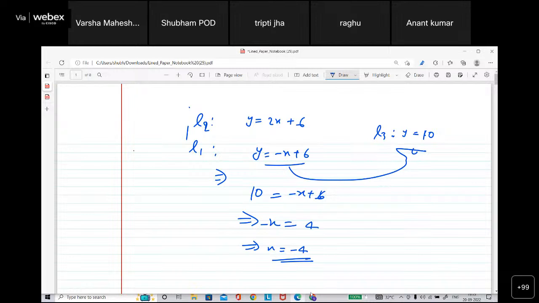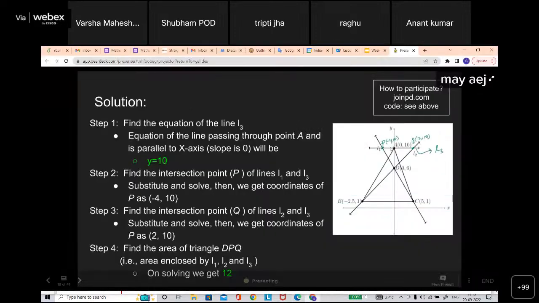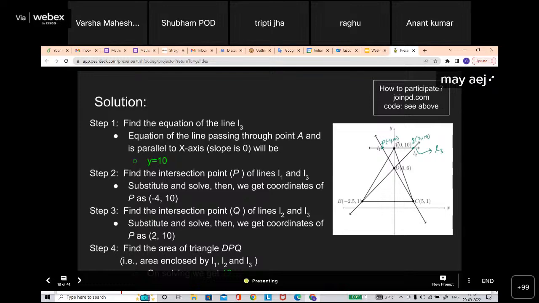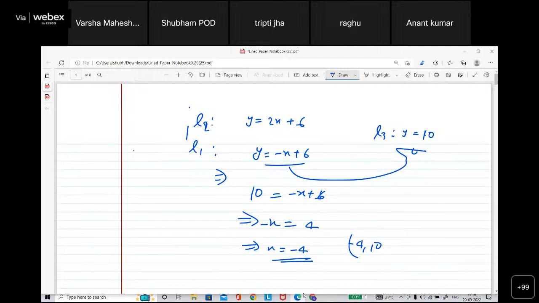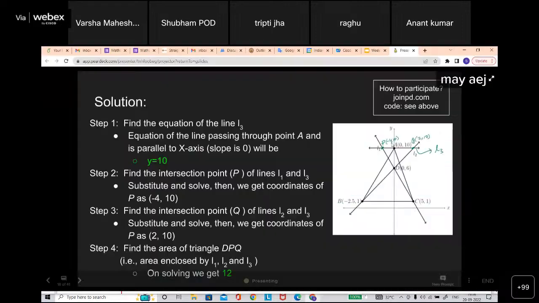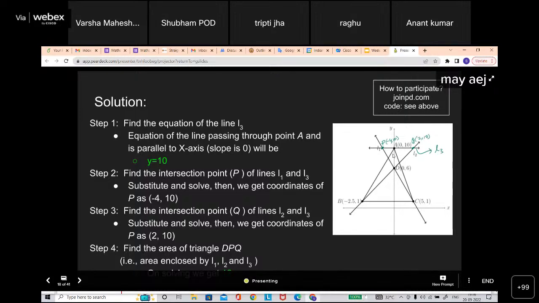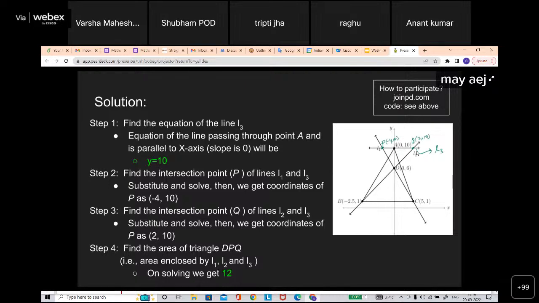You get the point x is equal to -4. So the point P is going to be -4 and y is equal to 10 you have already. So the point is -4, 10. Similarly, when you solve this equation and this equation, you will get the point 2 and 10. Now you have all points, all vertices, coordinates of all vertices. Just find the formula. Otherwise, base into height also. So let's move to the next question.